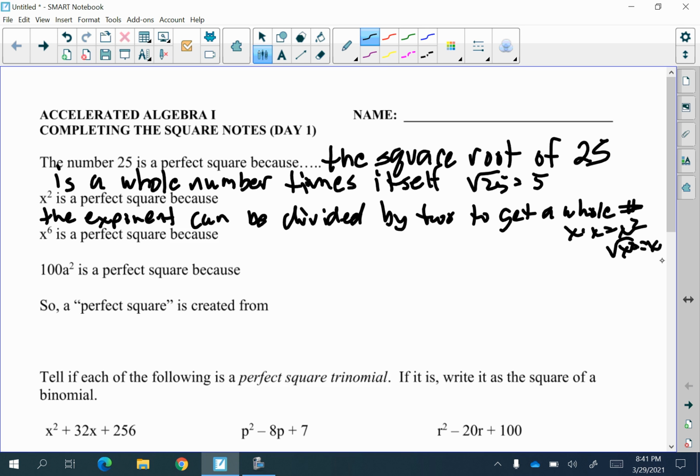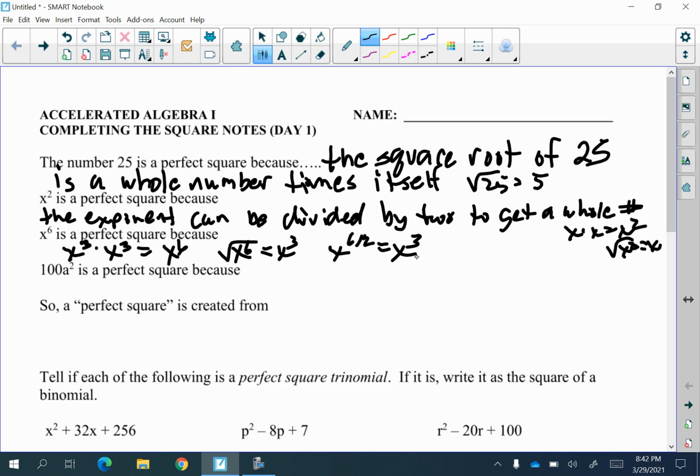And again, x to the 6th power is a perfect square for the same reason. The exponent can be divided by 2 to get x to the 3rd. We know that x to the 3rd times x to the 3rd, when you multiply like bases you add the exponents, gives you x to the 6th. So when you take the square root of x to the 6th, you get x to the 3rd. If you take the 6 and divide it by 2, you get 3. Same thing, because remember, the square root is actually a 1/2 power. So think of 6 times a half. That's another way to look at it.